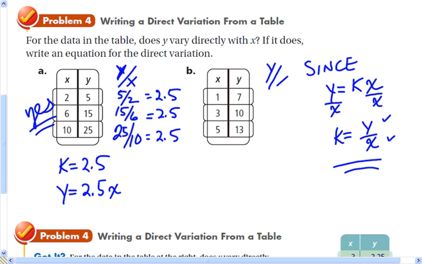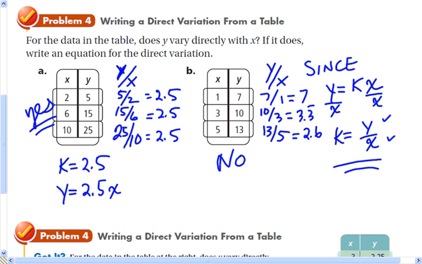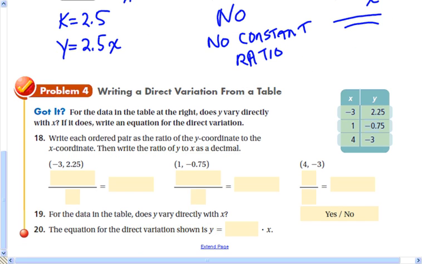Again, over here, we're going to divide y by x. So 7 divided by 1, 10 divided by 3, 13 divided by 5. And I hope you're thinking already that those ratios aren't all the same. 7 divided by 1 is not the same as 10 divided by 3. And since we don't have a constant ratio, it is not a direct variation. And that's because there is no constant ratio. Or we can say the numbers aren't proportional. All right, so go ahead and try this problem.